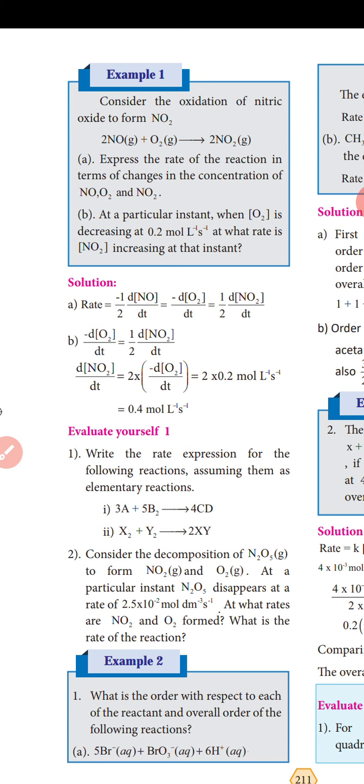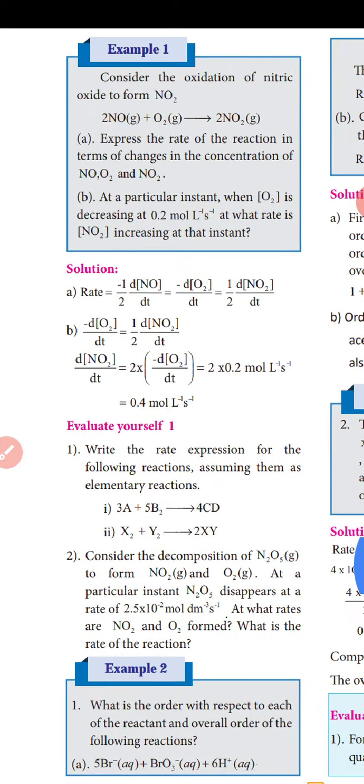The first example: consider the oxidation of nitric oxide to form NO2. So 2NO gas and O2 gas give 2NO2 gas. Express the rate of the reaction in terms of the change in the concentrations of NO, O2 and NO2.